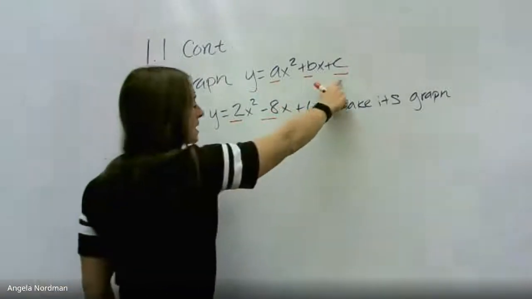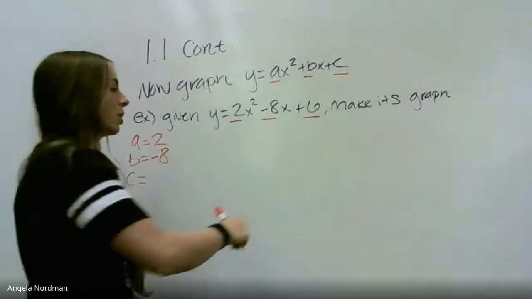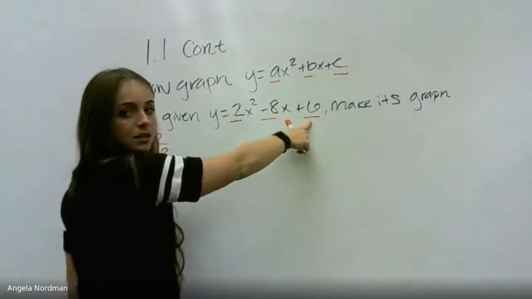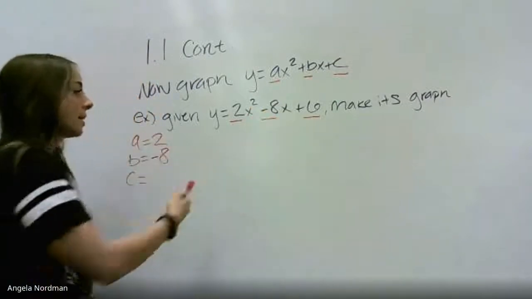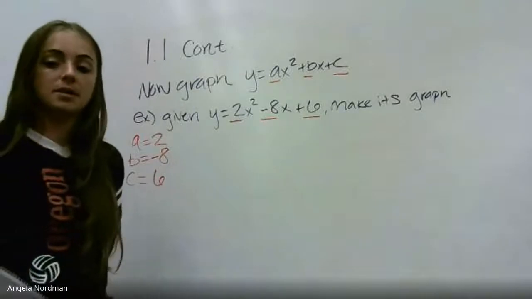Last thing, my C is always the constant out at the end. It's got no variable attached to it. When we look here, my 6 has no variable attached to it. That is my C. My C equals 6. It was a positive 6, so my C is a positive 6.